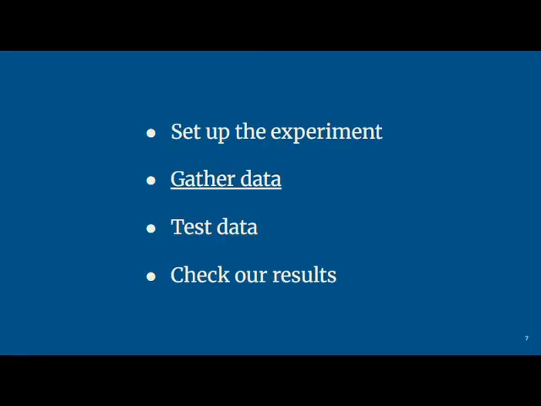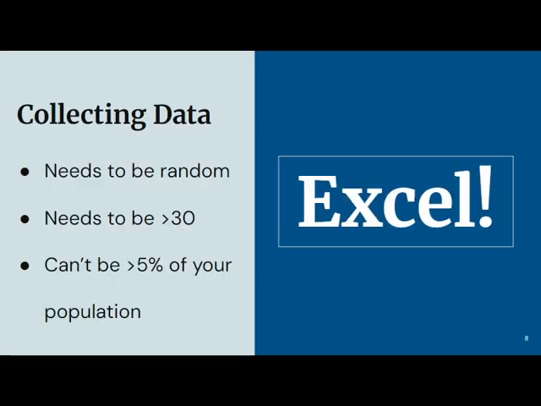So that's our setup. Now we need to gather some data to use. But we have some rules to follow. It has to be random. It has to be more than 30 sales listings. And it can't be more than 5% of our population. I have a population size of a little over 15,000. So I'm going to go with 500 houses.